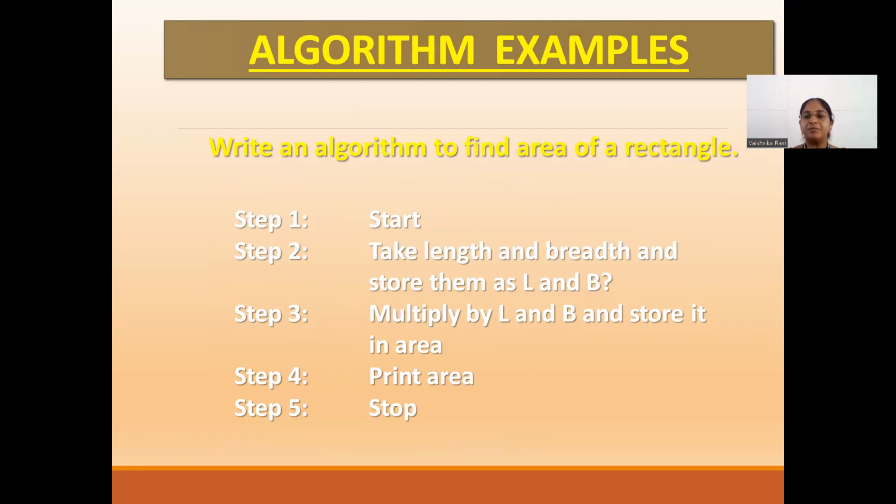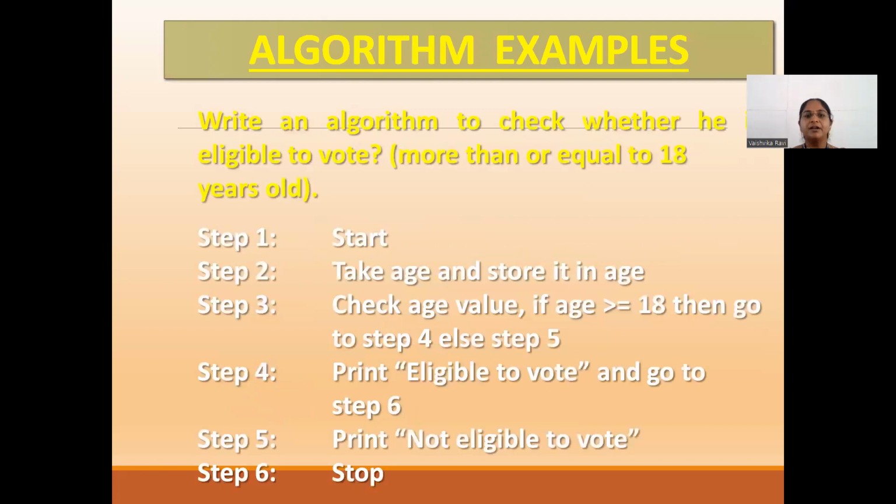So to write a simple area of the rectangle algorithm, we have to get the input from the user and assign them to length L and breadth B. Then we will see another example in which we consider whether a person is eligible to vote or not. If a person's age is greater than or equal to 18, he will be eligible to vote. Else, he or she is not eligible to vote.